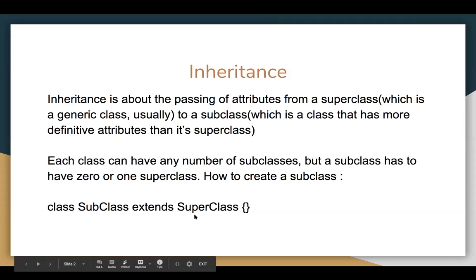Notice here that usually superclasses are just regular classes. They become a superclass when you create a subclass that extends the superclass. So basically they're all regular classes, except that one gets attached to another. That's basically what inheritance is about.